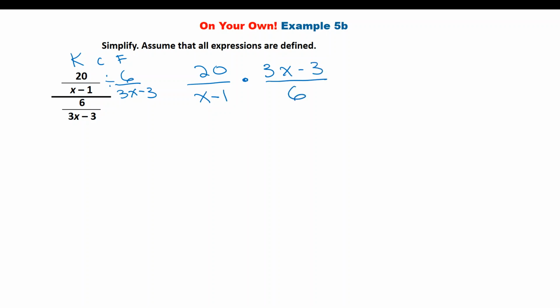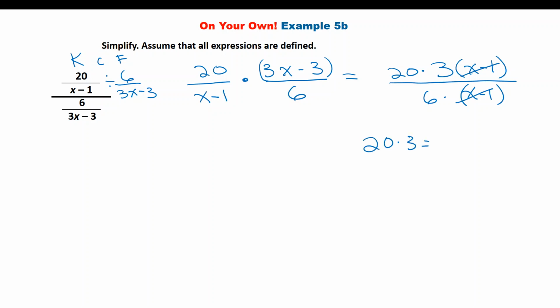All right. Now all I have to do is just multiply through. One thing that I can see really easily is that I can factor this piece. So that is going to be 3 times x minus 1. And all of that is times 20. And all of that is over x minus 1 times 6. So my x minus 1's cancel out. 20 times 3 equals 60 divided by 6 equals 10. So your final answer is simply 10.